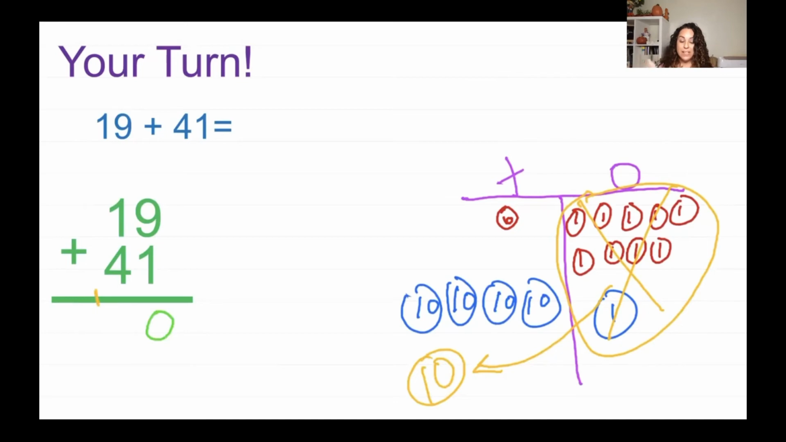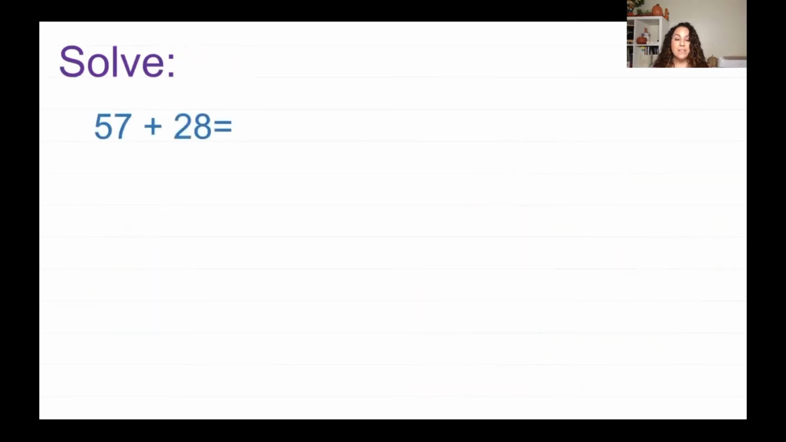So let's go ahead and add. We have 1 plus 4, and that's 5. And then 1 more is 6. So 19 plus 41 equals 60. Okay, let's go ahead and look at this last one right here, 57 plus 28. Remember, I'm going to write it vertically so you can see how they're lined up nice and straight. And now I'm ready to add.